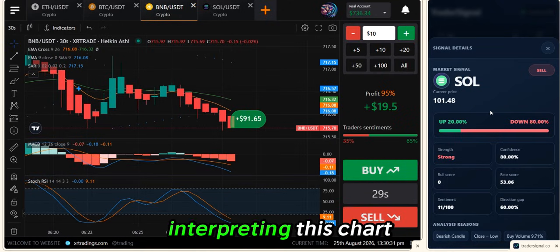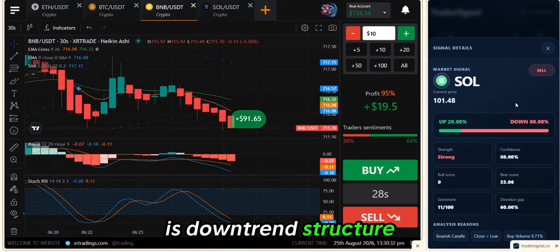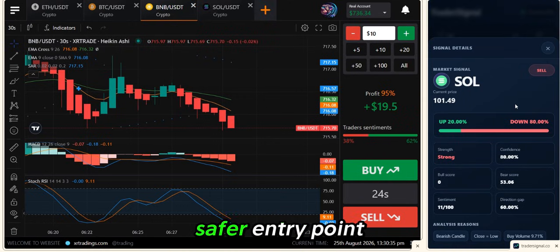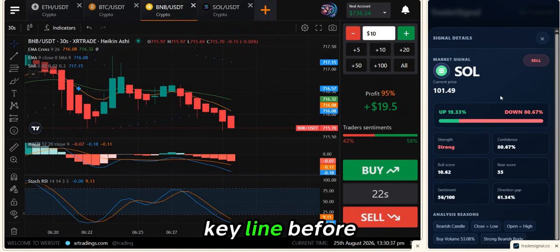The formula for interpreting this chart is: downtrend structure, moving averages are pushing down, SAR is above, MACD is weakening, momentum is still low. For a safer entry point, wait for the price to bounce back and see if it can actually stay above the key line before reassessing.